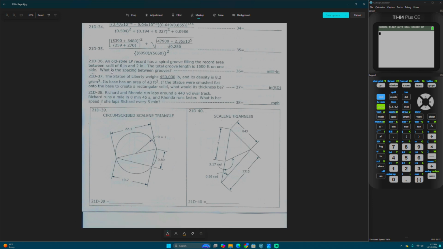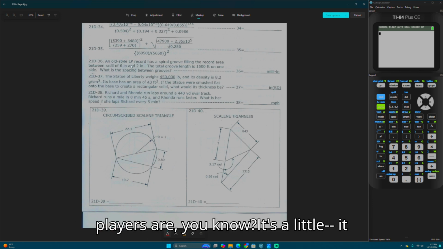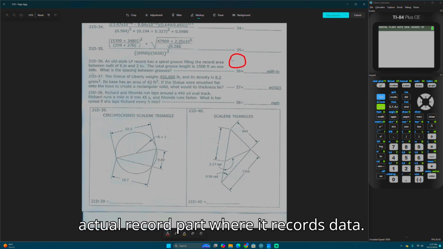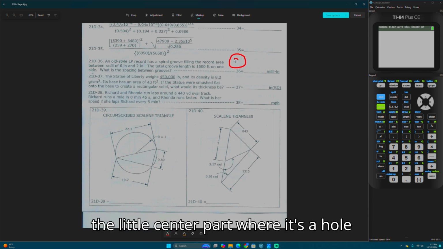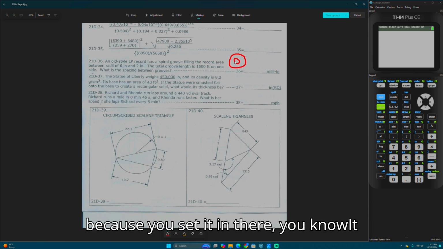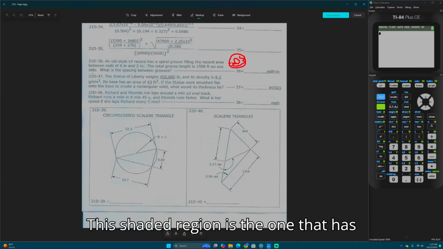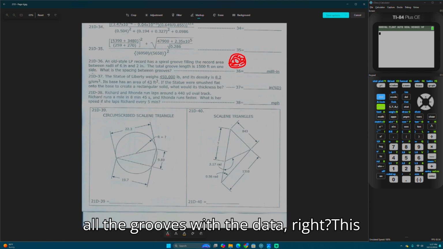So, of course, you know what record players are. It has the outside with the actual record part where it records data, and the little center part that's a hole because you set it in there, it clips in like a CD. So it's asking us about the shaded region. This shaded region is the one that has all the grooves with the data, right?